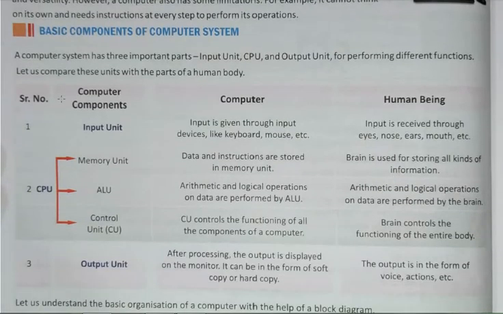A computer has three important parts: input unit, CPU and output unit, for performing different functions. Firstly is the input unit, second is the CPU, and third is the output unit. Input is basically where we give commands to our system. CPU means processing the whole data; it is the brain of the computer. Output is where we can see the information we have entered; it consists of a monitor.